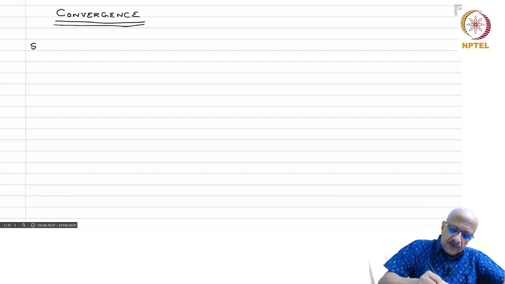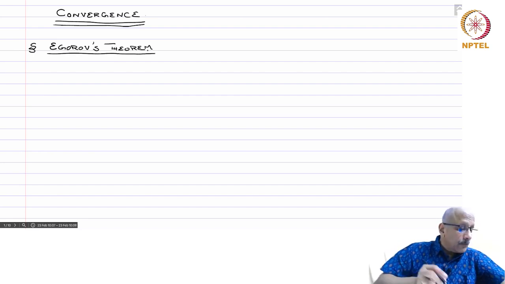We will now do a new chapter where we will study various types of convergence. So the first section in this is Egorov's theorem. Theorem, Egorov.